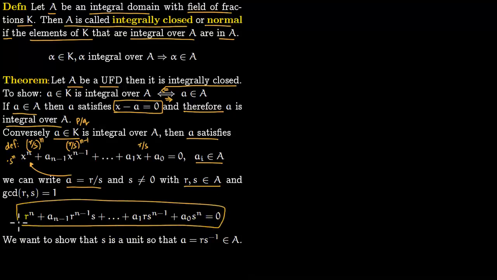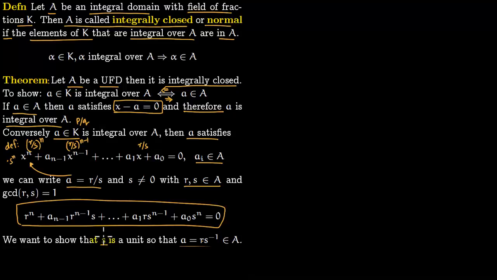We want to show that this s is actually a unit in A itself. Then a would be equal to r times the inverse of s, which will lie in A because s is a unit, so you can invert it in A itself. If this is so, then we are done. We start with a in the field of fractions, it satisfies such an equation, and we want to show that therefore a lies in A. The only thing left to show is that s is a unit.